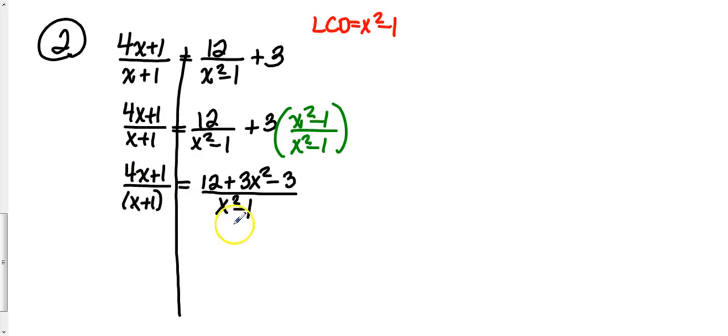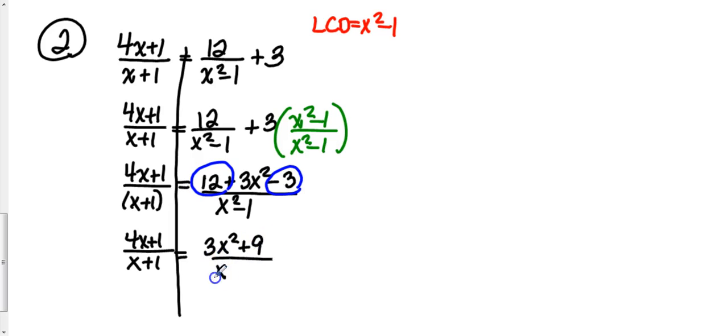Now technically we could start cross-multiplying because that is our standard next step. We might first consider 3x squared, simplify, combine like terms, 12 minus 3. So that becomes (4x + 1) over (x + 1) equals 3x squared plus 9. Factoring out a 3 won't really help us out at this point. But can we work with this?